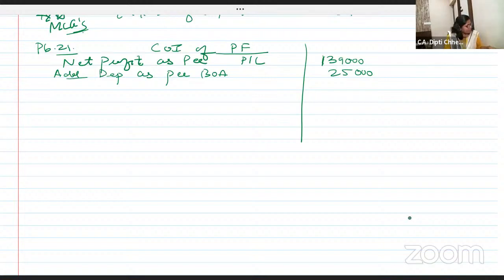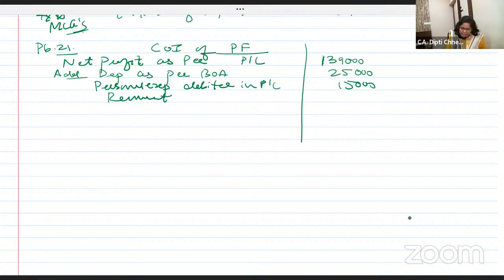Depreciation as per books, add back कर दो. Personal expenses debited in P&L, 15,000, add back. Already remuneration or salary paid, add back. Because you want the correct profit for paying the remuneration.